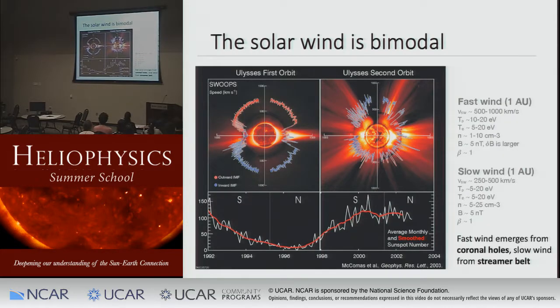Okay, so the solar wind is bimodal. So there's a fast wind and a slow wind at 1 AU. The properties of the fast wind are that it's obviously faster, it's more tenuous, so the density is lower, and it tends to be a little hotter.